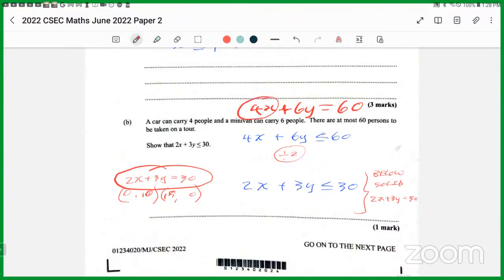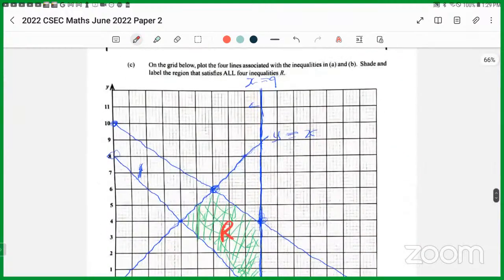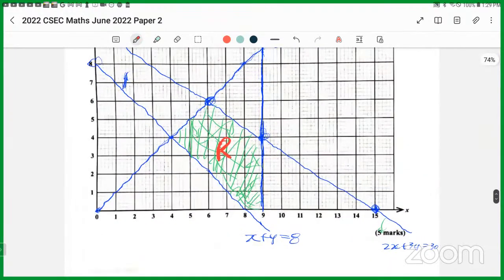Number of people in the cars versus the number of people in the van must be equal to 60 if you want to carry exactly 60 people. This now would break down to 2x plus 3y equals 30, which is that line that I drew there. So to carry exactly 60 people, you have to be on this line. You have to be on that line to carry exactly 60 people. So you're coming on this line now. This is the line that you have to be on to carry exactly 60 people, this line.